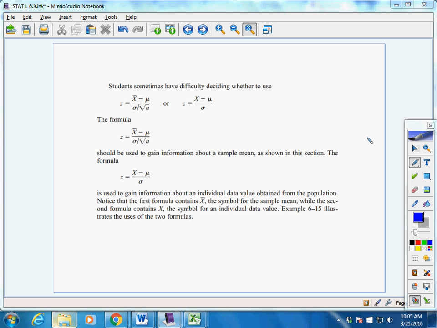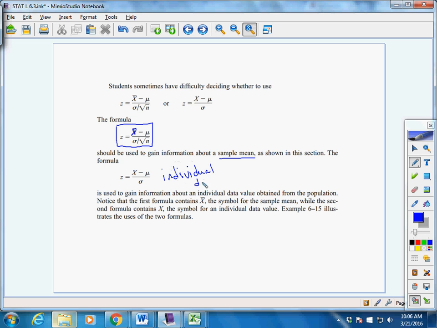You're going to use this one right here, where you have the sample mean and the square root of the size of the sample, when you're talking about a sample mean. And this kind of gives it away right here. You're going to use the normal formula for finding the z-value when we're talking about individual data. So if it just talks about an individual person or an individual piece of data, then we're just going to use that normal z formula.